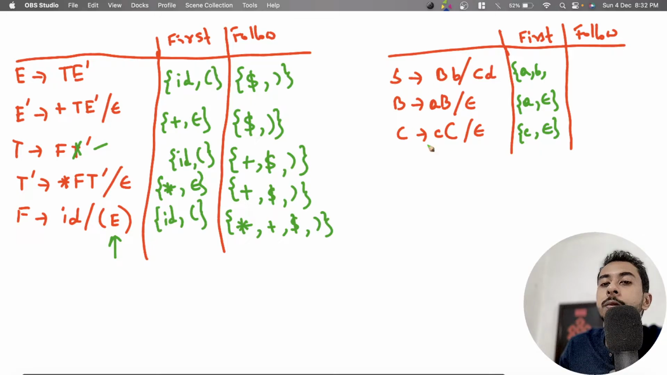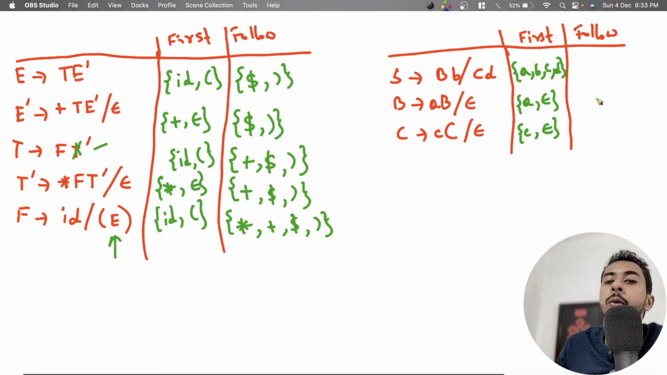What is first of C? First of C is C as well as epsilon. So I'll put the epsilon in place of C, so it becomes D. D is the first. So A, B, C, D. Okay, I hope you understood this.